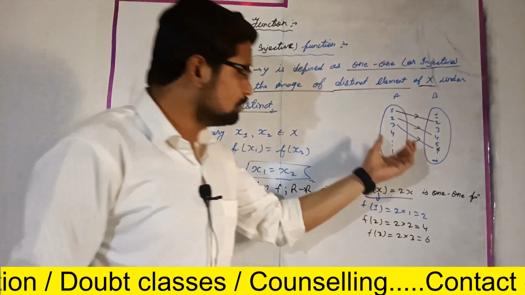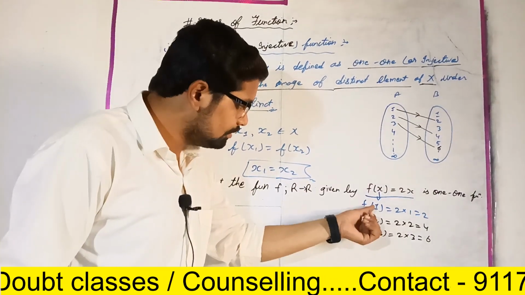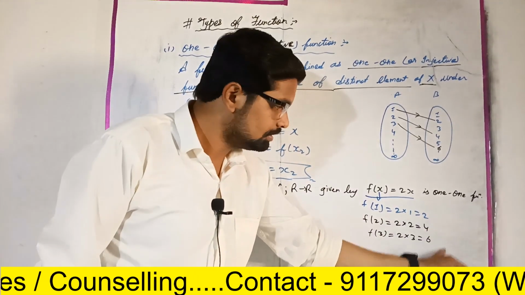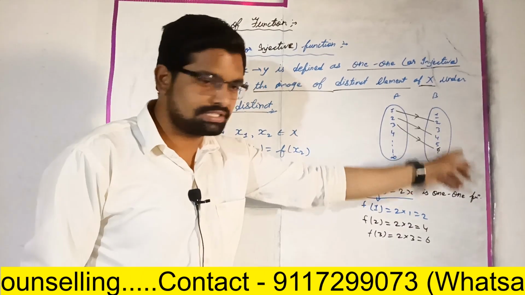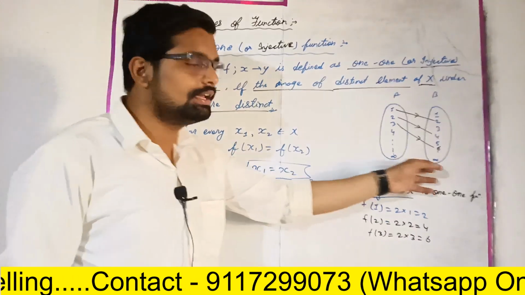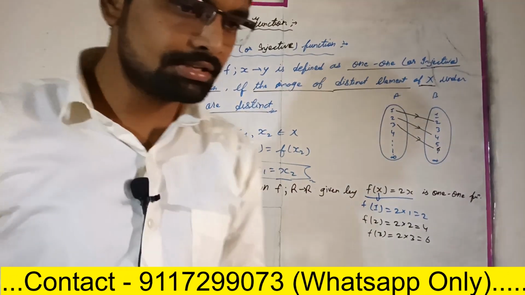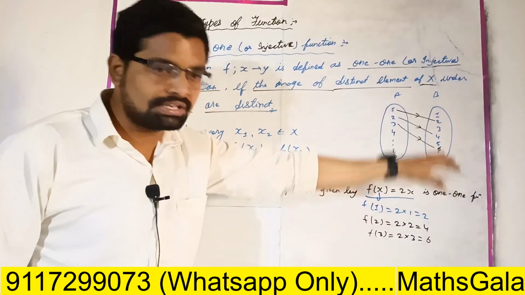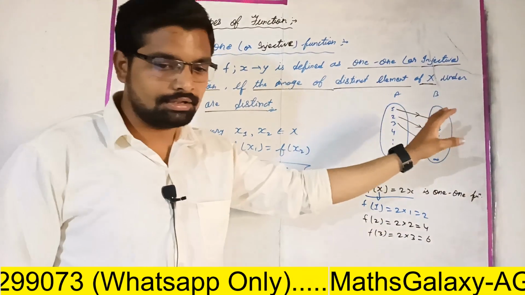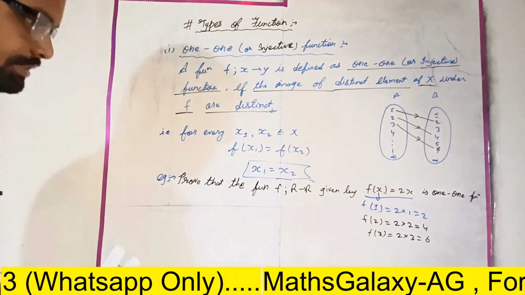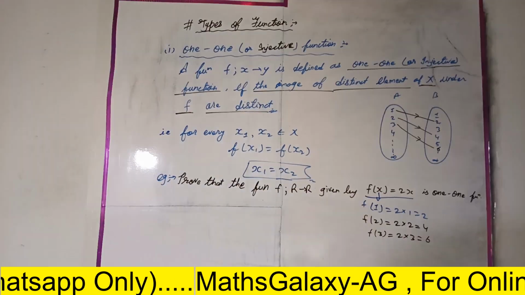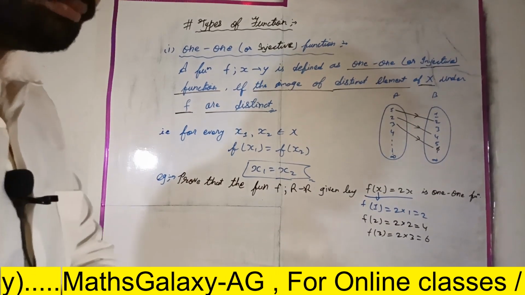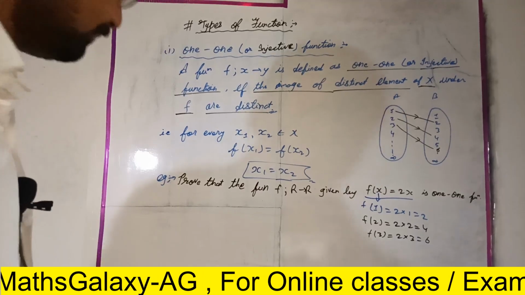Just wait a minute. So here we can say that when we put each element of set A one by one, we will get a unique image. So that's why this will be a one or injective function. So it is a pictorial explanation. Here we will explain it like this. Let's see how we will prove it.